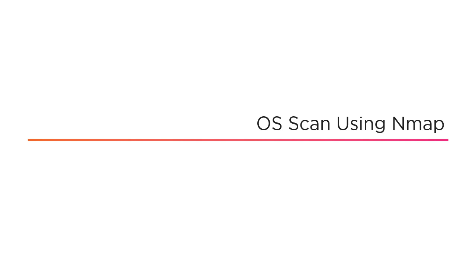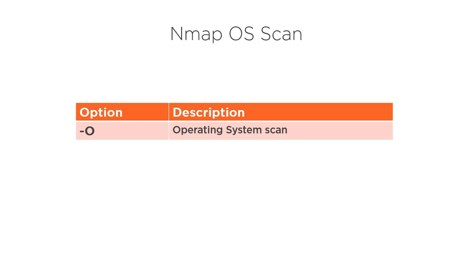What is better than Nmap to scan for the operating system? In this lesson, you will learn how to fingerprint the operating system in the LAN network using Nmap. Let's see together the option to get this job done. Tag capital O is the option in Nmap that will allow you to fingerprint the destination box. That being said, let's see it in action.